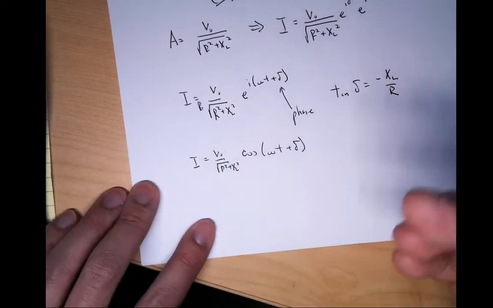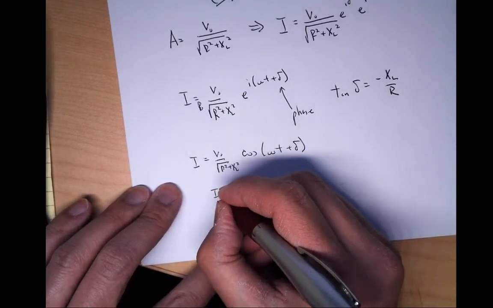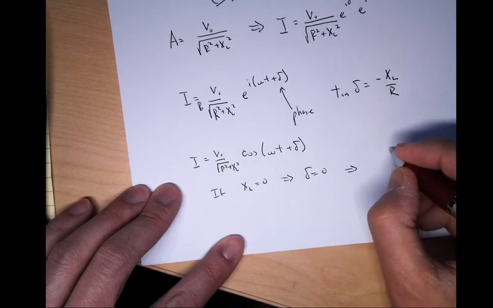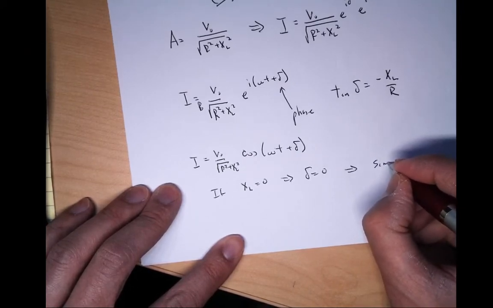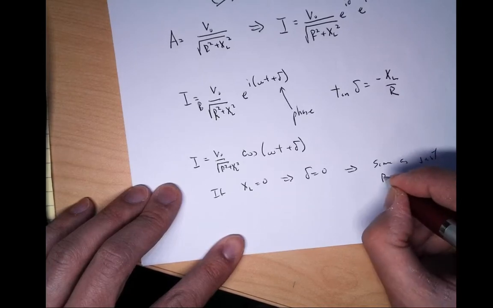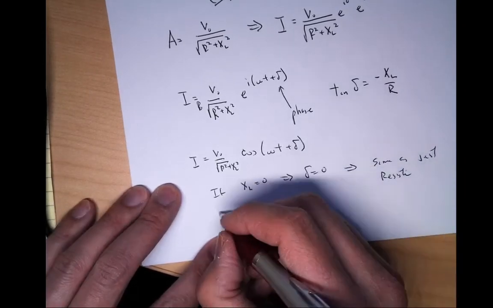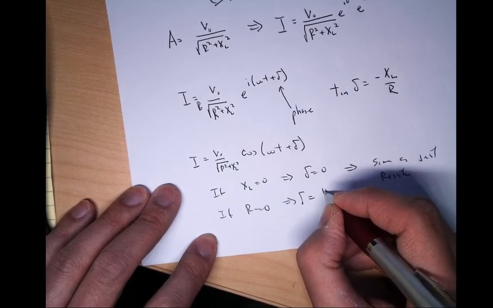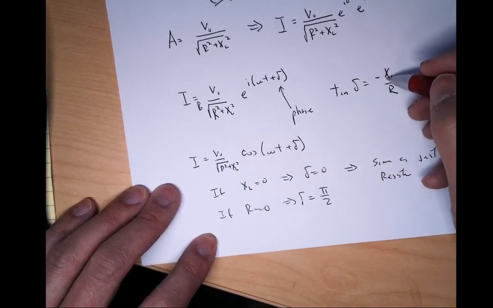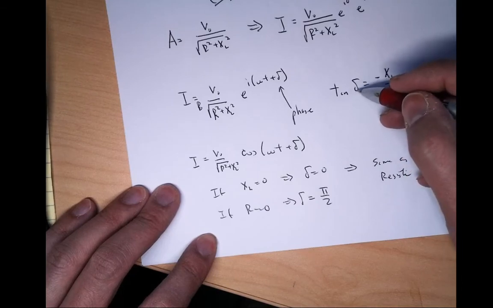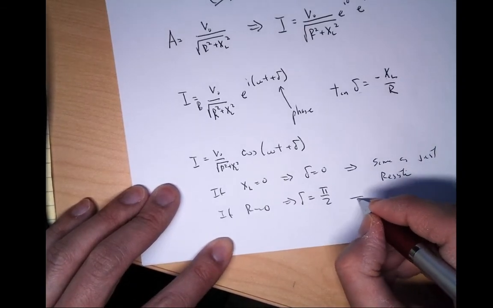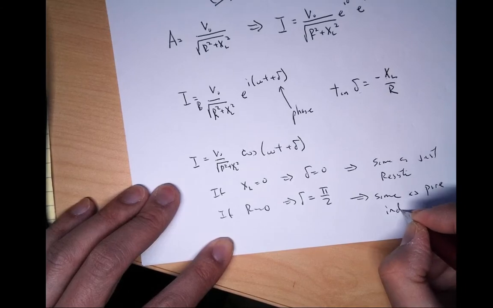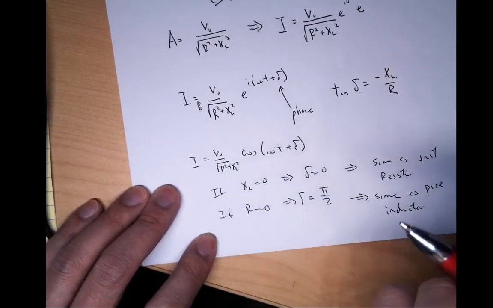Okay, so there are two limits here. If X_L equals 0, that means delta equals 0. This is basically the same as just a resistor. Now on the other hand, if R equals 0, that implies that delta is equal to pi over 2, because this thing just becomes infinity, and tangent of pi over 2 is infinity, in fact. So this is basically the same as a pure inductor, and so it recovers the results that we had previously.